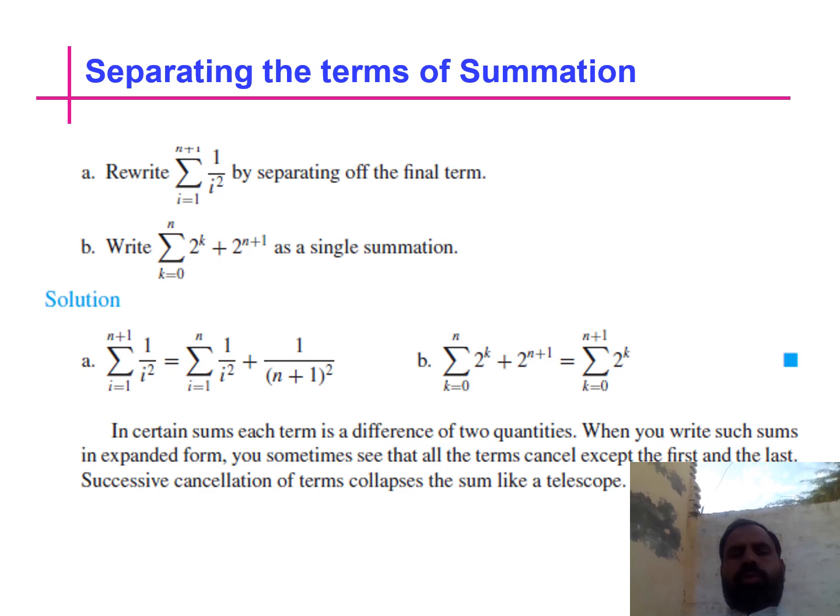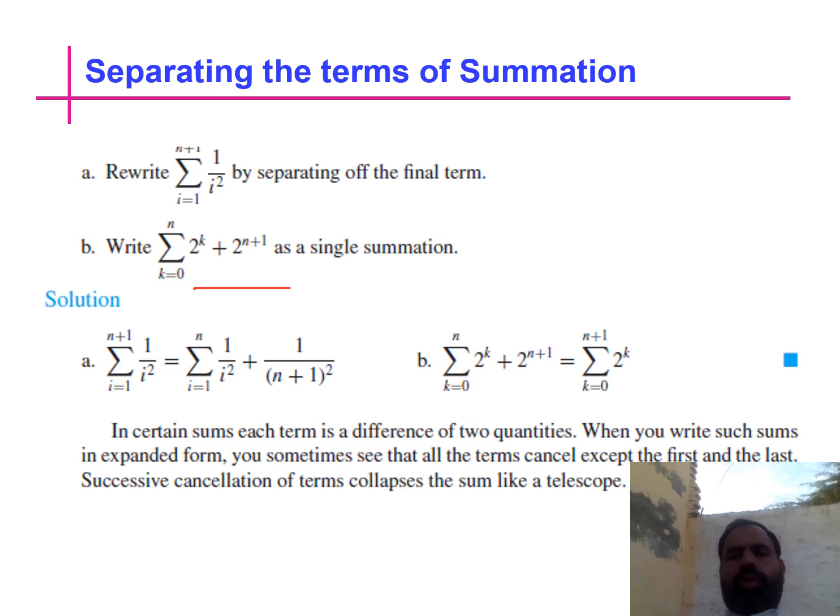And if we discuss this as a single summation, this can be written as 2 to the power k plus 2 to the power n plus 1. So this can be written as summation k varies from 0 to n plus 1 of 2 raised to the power k.